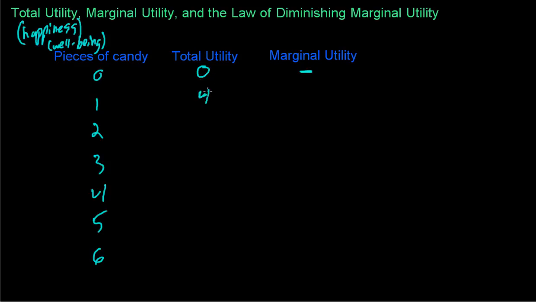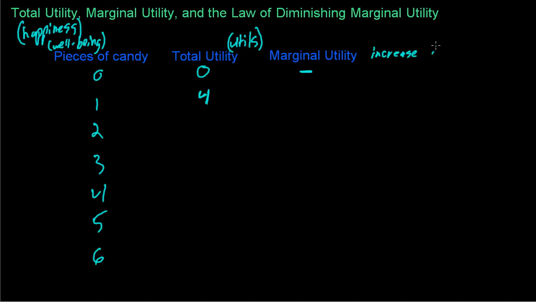Another thing I want to say about utility is it's measured in what are called utils. And again, a util is just a unit of utility. I've never heard it defined as to what it actually is. So think of it as like a little bump on a happiness scale, maybe. I don't really know. Alright, so we have 4 utils of total utility.